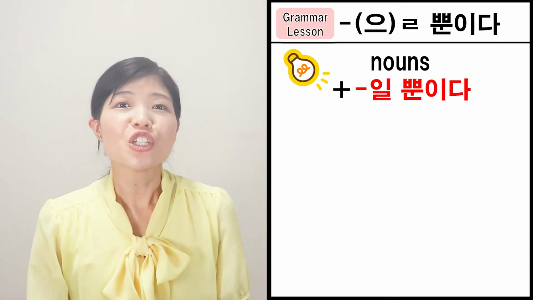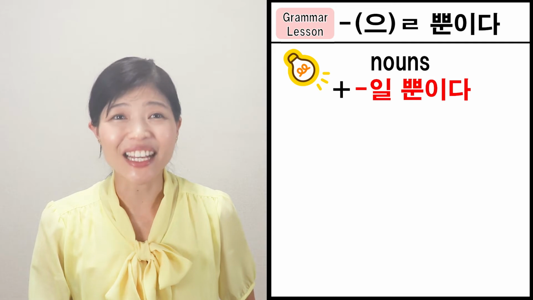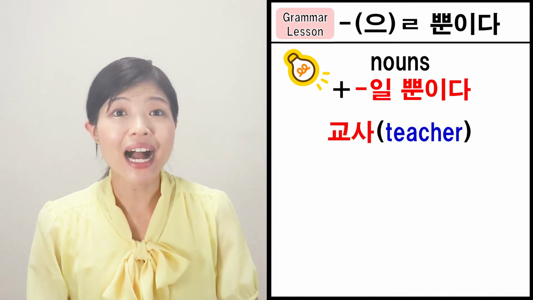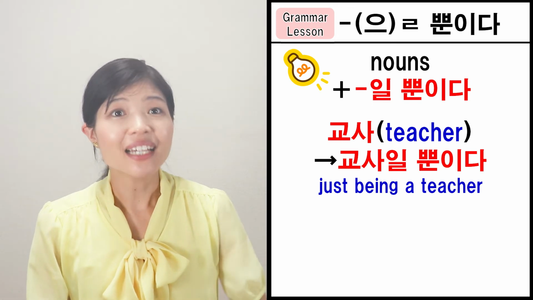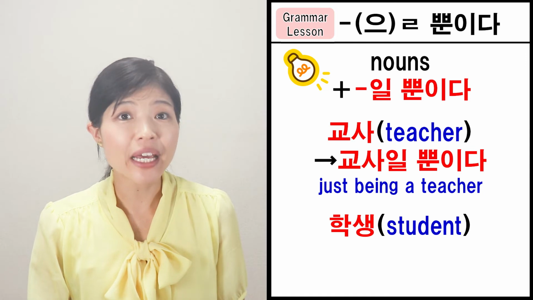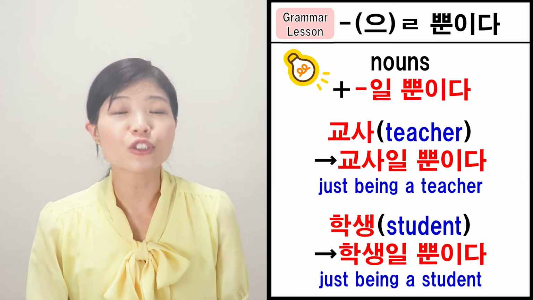For nouns, you attach 일 뿐이다 regardless of a final consonant. For example, 교사, a teacher, will become 교사일 뿐이다, just being a teacher, and 학생, a student, will become 학생일 뿐이다, just being a student.